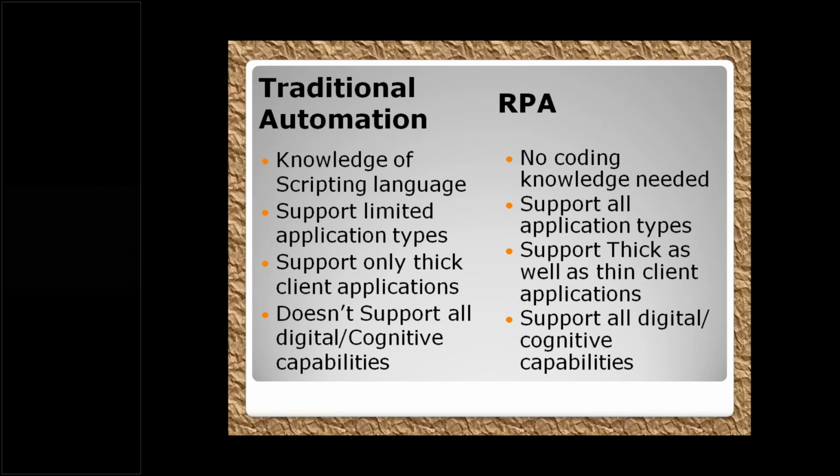RPA doesn't have the capability only for automating on-screen applications, but it can automate applications which are seen as images. Okay, digital and cognitive capabilities are supported by RPA. All digital capabilities, all cognitive capabilities RPA supports. These cognitive or digital capabilities mean IoT, cloud, Python, APIs. So all of these integrations are available between these top technologies and RPA. Okay, RPA is there on the cloud as well. So this is easy for you guys to understand.